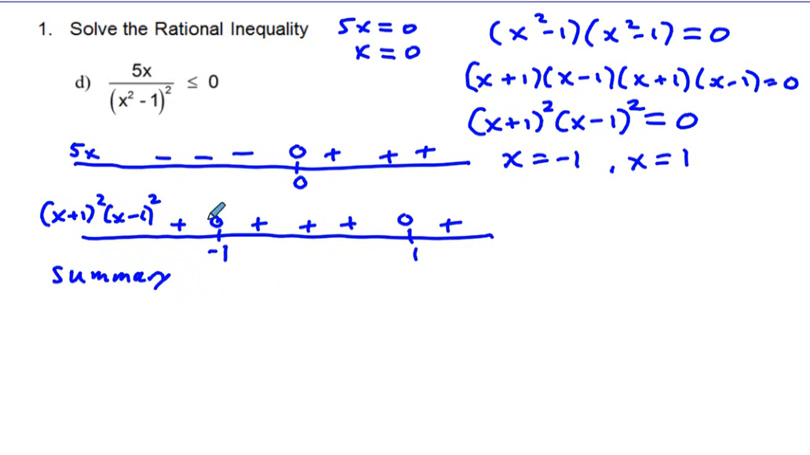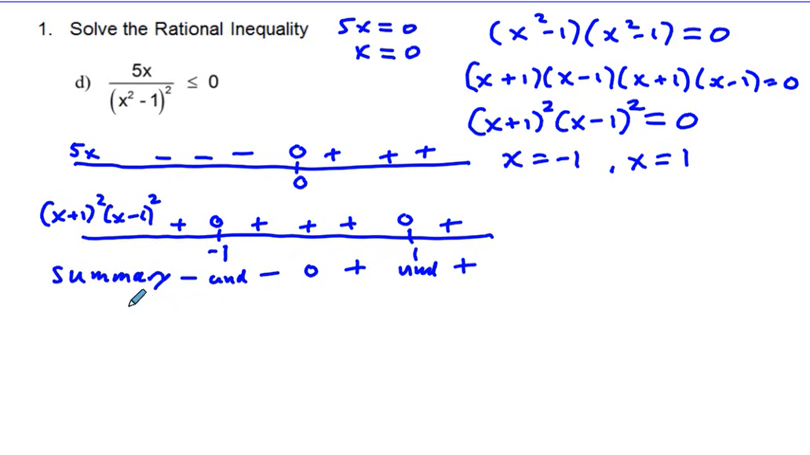And for our summary, we have negative divided by a positive, which is negative. We have negative divided by 0, which is undefined. We have negative divided by positive, which is negative. 0 divided by positive, which is 0. We have positive divided by positive, that's positive. Positive divided by 0, undefined. And positive divided by positive, which is positive.